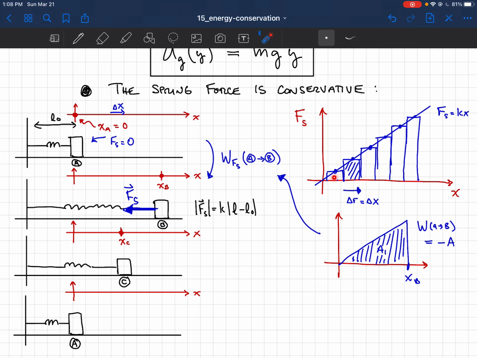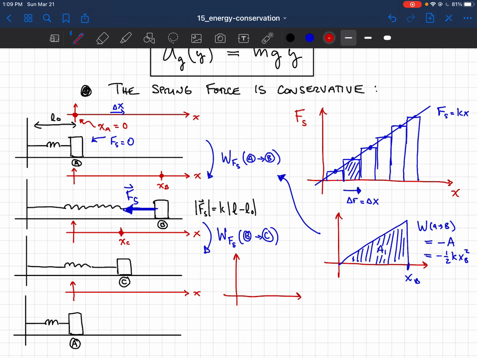So we can calculate the sum of the absolute values of the work, and that's equal to the area of this triangle. And we found last time that that was equal to minus 1/2 k xb squared. That's what we found for the area of that triangle. Now, what if we do another step, and so we could go from point B to point C. So we could calculate the spring force work from B to C.